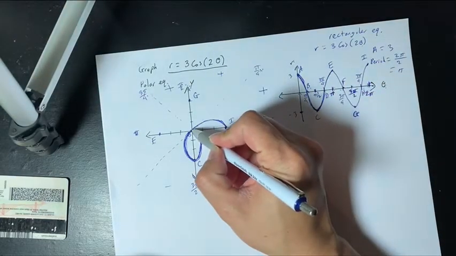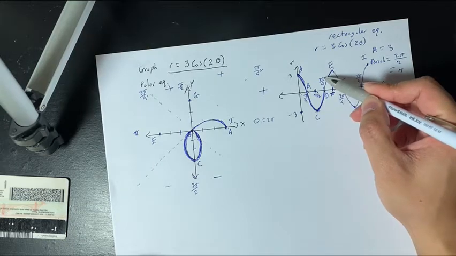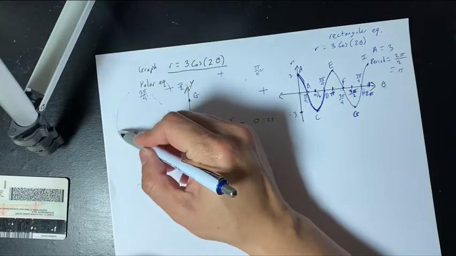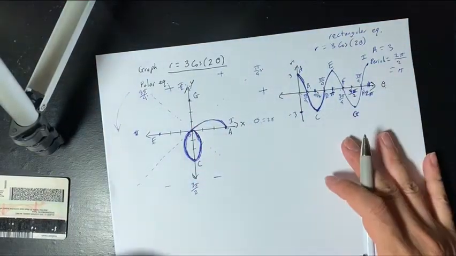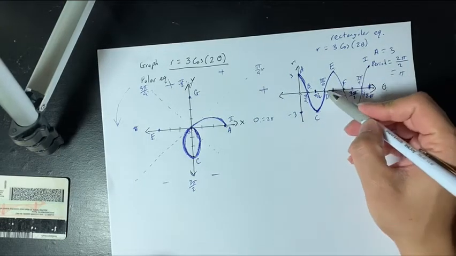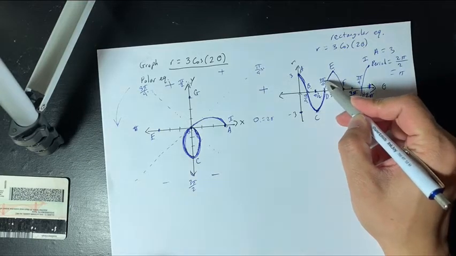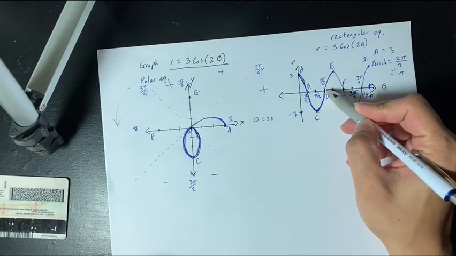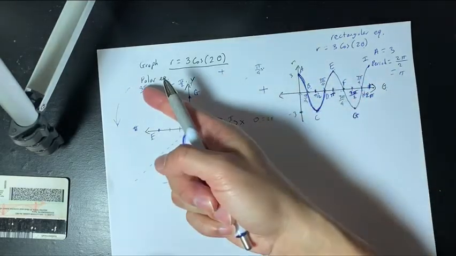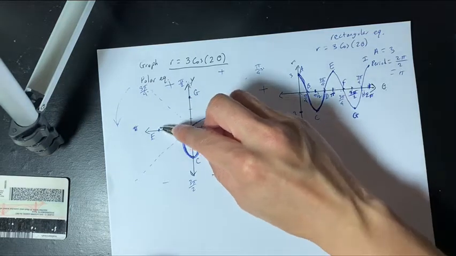So that's point D. Now to go from D to E, you're going to increase the angle from 3 pi over 4 to pi. So here's 3 pi over 4 to pi. As you increase your angle from 3 pi over 4 to pi, your radius starts at 0, which is at the origin, but as my angle increases from 3 pi over 4 to pi, your radius will increase from 0 to 3, which means that as my angle increases, my radius would increase towards 3 as well.